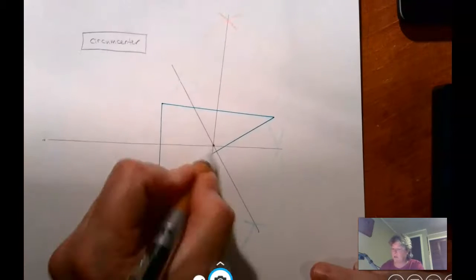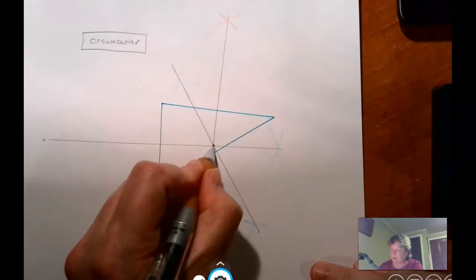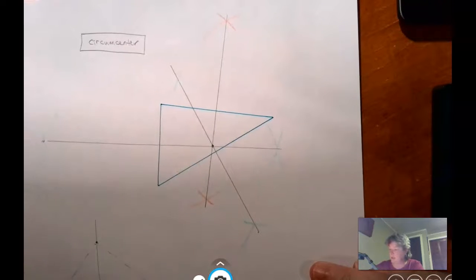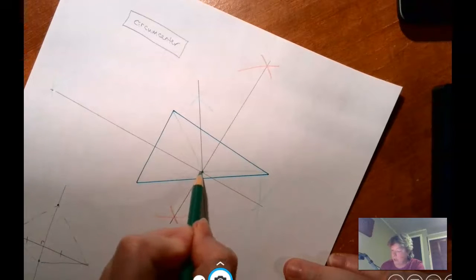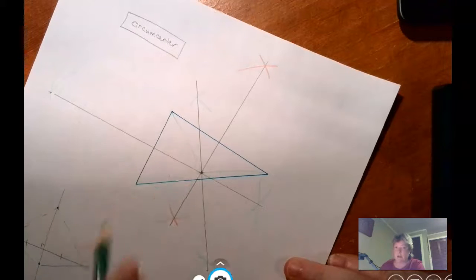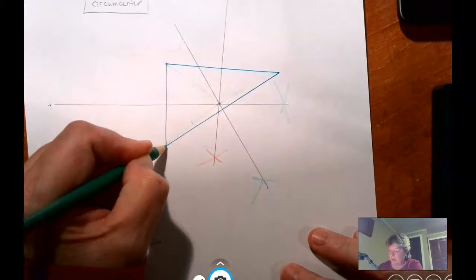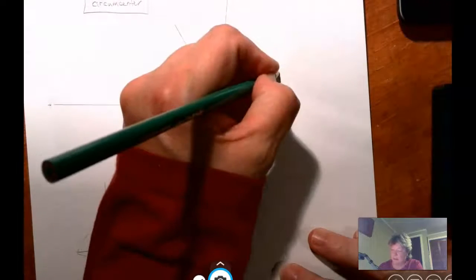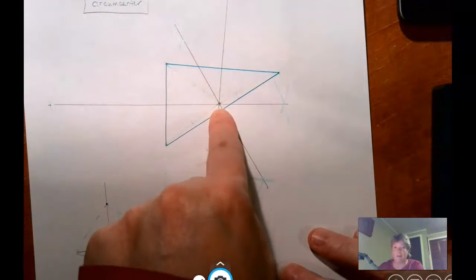So because this is a point on all of the perpendicular bisectors, what that means is that this point is the same distance from here as it is from here. It's also the same distance from here as it is from here. So all three of these are the same, which means that this point, and this point are all on a circle with that point as the center.